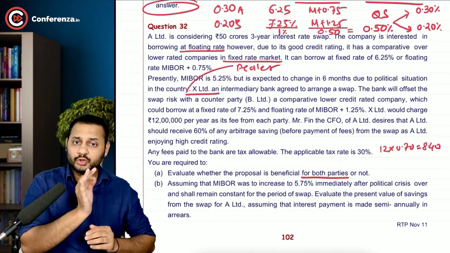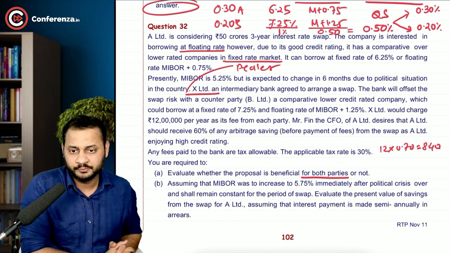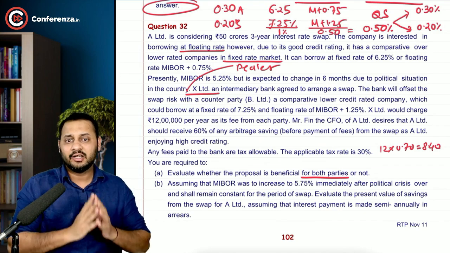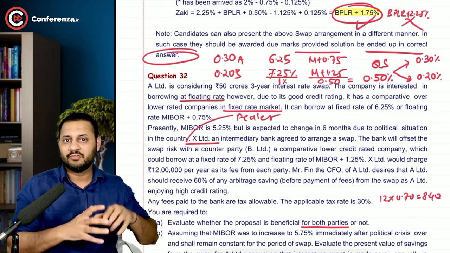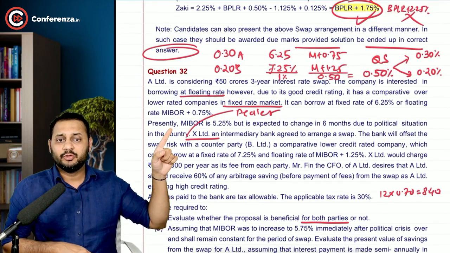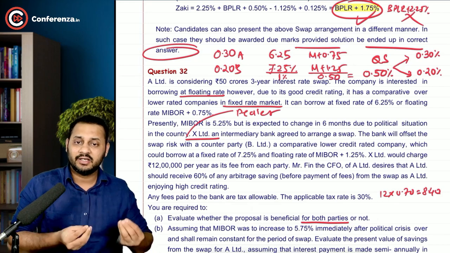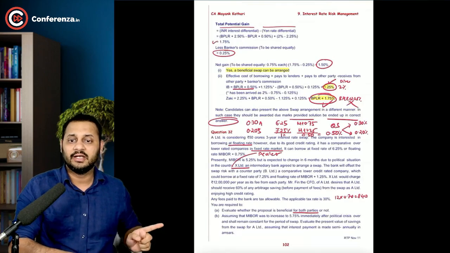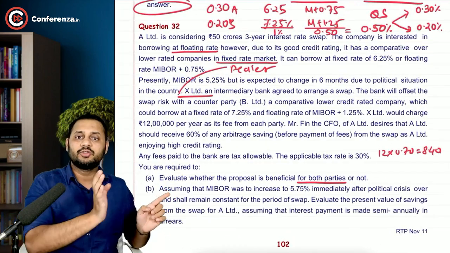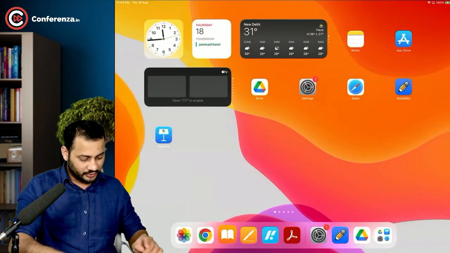Okay, now coming over to the second part of the question, let's read that first. Assuming that MIBOR was to increase to 5.75% immediately after political crisis is over and shall remain constant for the entire period of swap. What does that mean? It means that today the MIBOR is 5.25% when we are entering into a swap agreement, but it is expected to change in 6 months due to political situation. So after 6 months, we were exactly expecting that the MIBOR will change, and that happened in reality. After 6 months, when the political crisis got over, the MIBOR increased by 0.5% to 5.75. Okay, so it shall look like this.